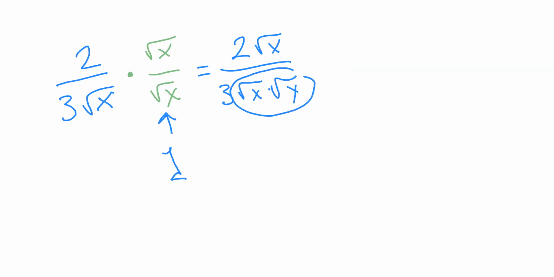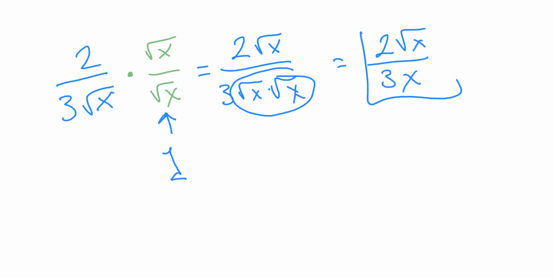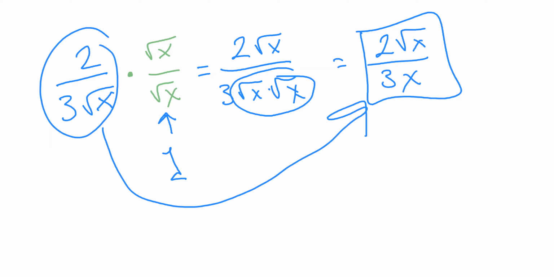That root x times root x is just going to give us x. So now we've made an equivalent fraction that does not have a radical in the denominator. That is rationalizing the denominator.